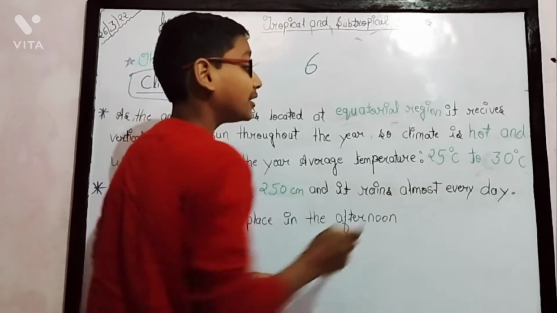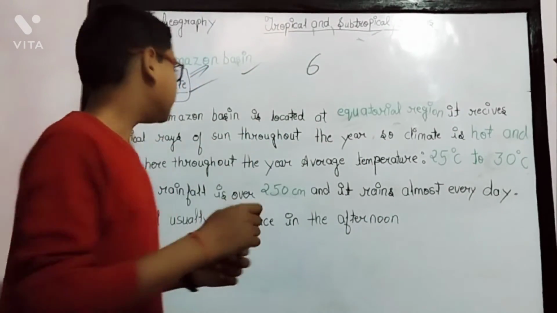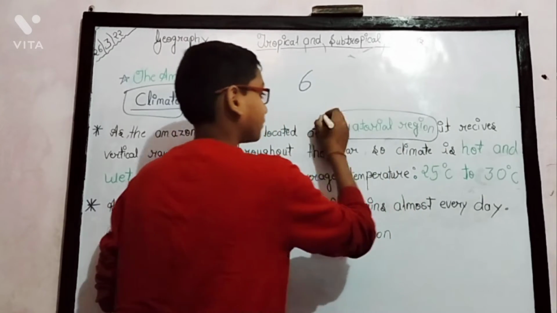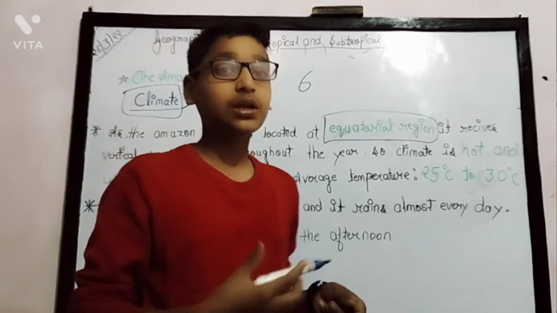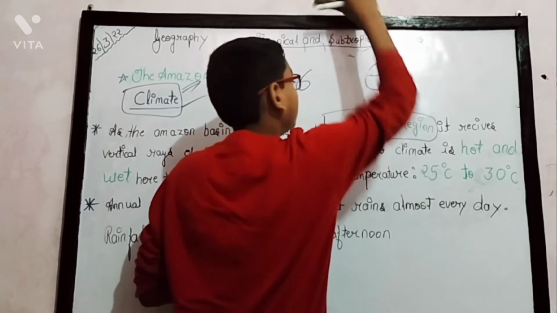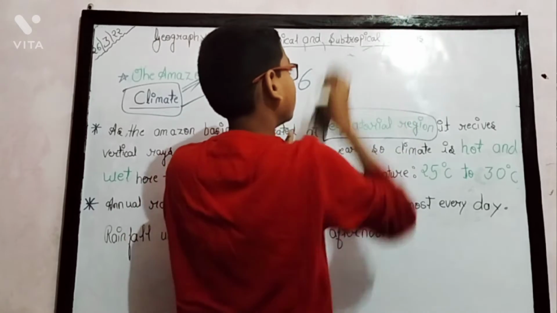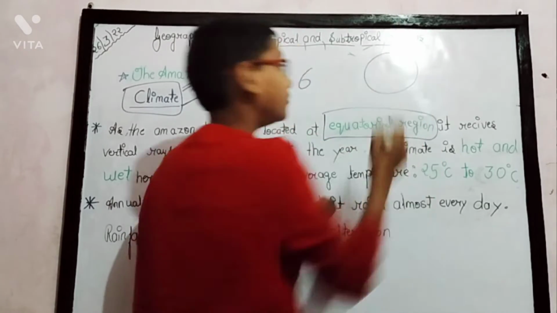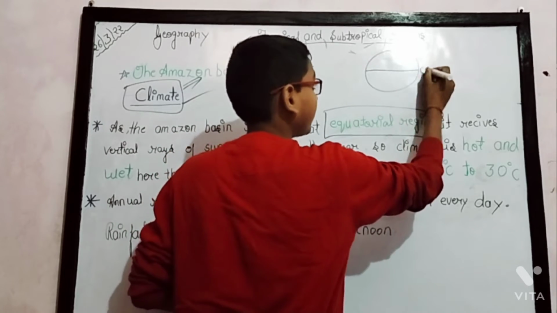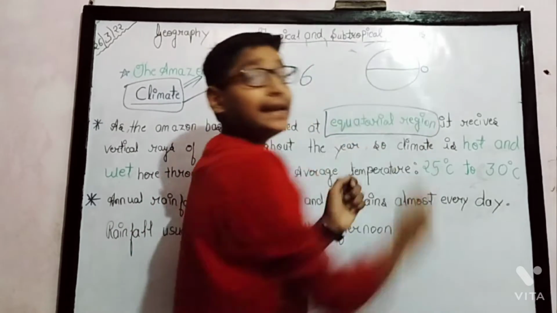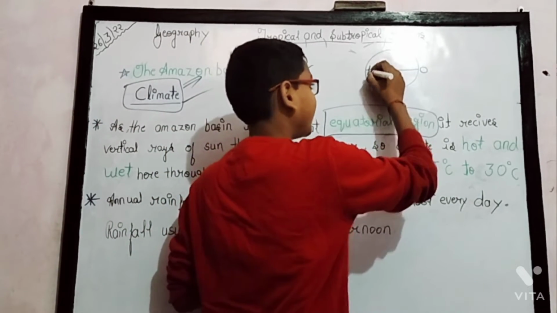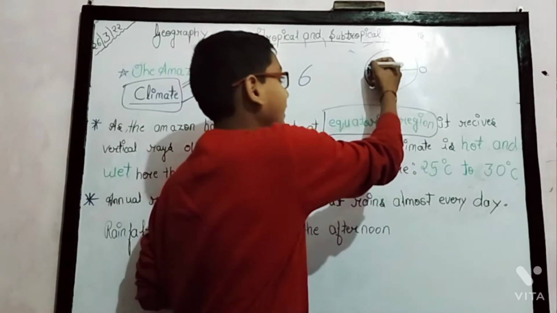Average temperature is 25 degrees Celsius to 30 degrees Celsius. As the Amazon Basin is located in the equatorial region, I have told you what the equatorial region is. Suppose this is the Earth, and as you know, the 0 degree line we call the equator. The 5 to 10 degrees above and 5 to 10 degrees below the equator is called the equatorial region.